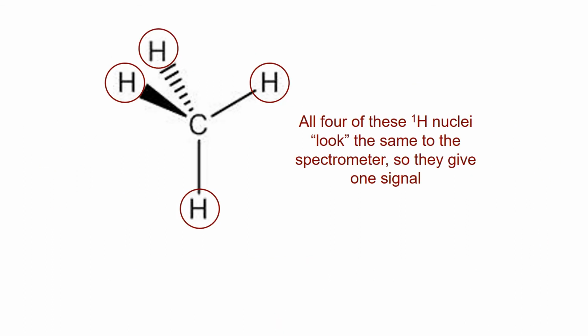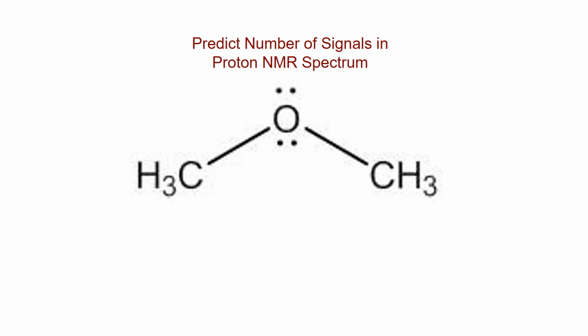As far as the spectrometer is concerned, all four of these H1 nuclei look the same. So they're all going to give one signal. And when I say look the same, I mean that they are spending their time in the exact same chemical and magnetic environment. So let's look at something like this with dimethyl ether and see if we can decide if all of the protons on this structure would be identical.